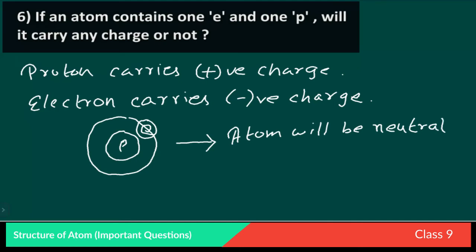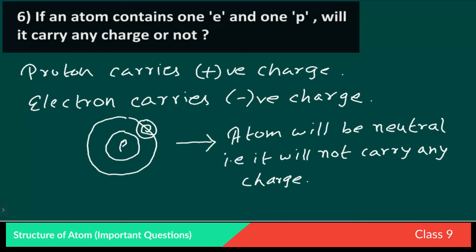Why neutral? Because the positive and negative charge will cancel out each other, and as a result, this atom will not carry any charge. That's why we have used this term neutral. That means the atom will remain neutral if it contains only one electron and one proton. Understood? This is an important question that you have to understand.